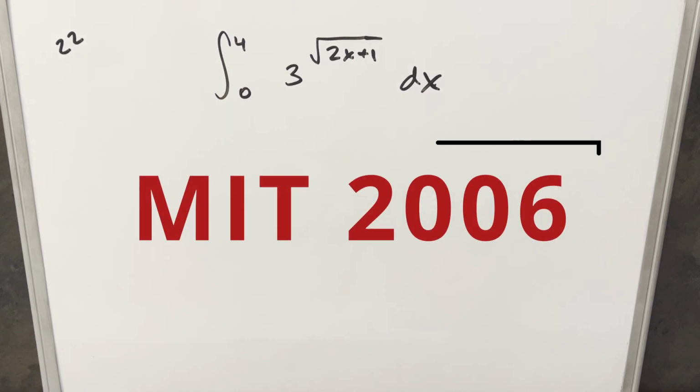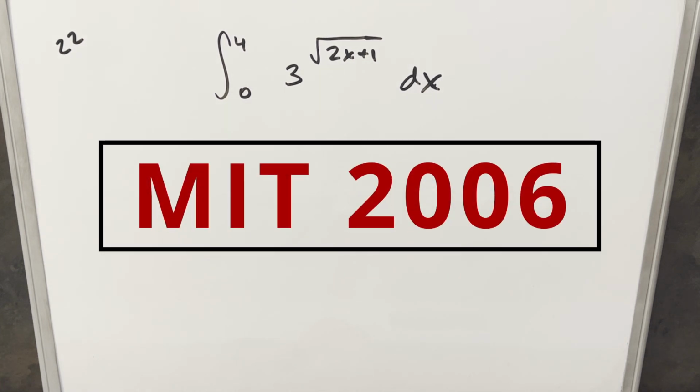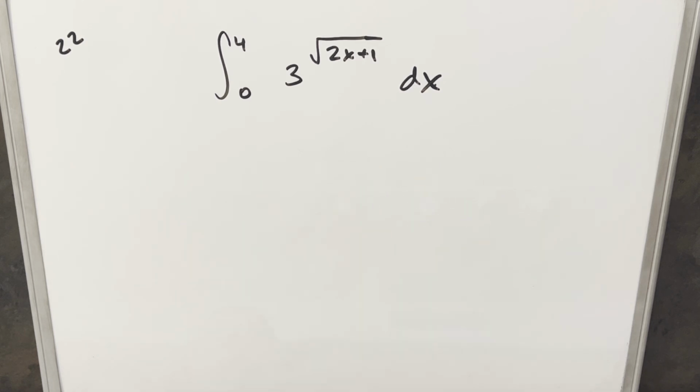Okay, we have for today another integral from the MIT Integration Bee 2006. This one is number 22. We have the integral from 0 to 4 of 3 to the square root of 2x plus 1 dx. Okay, I thought this was pretty interesting, just because we've got a couple problems here.